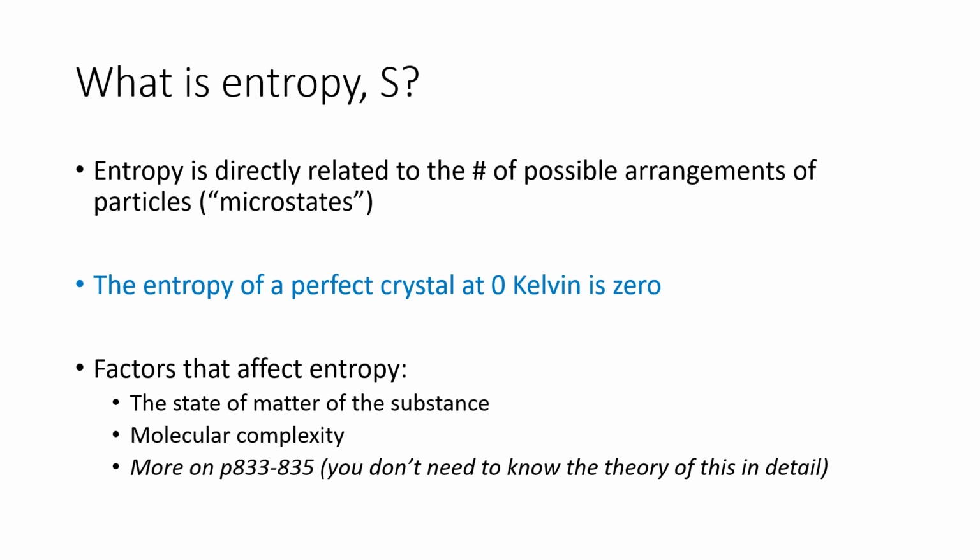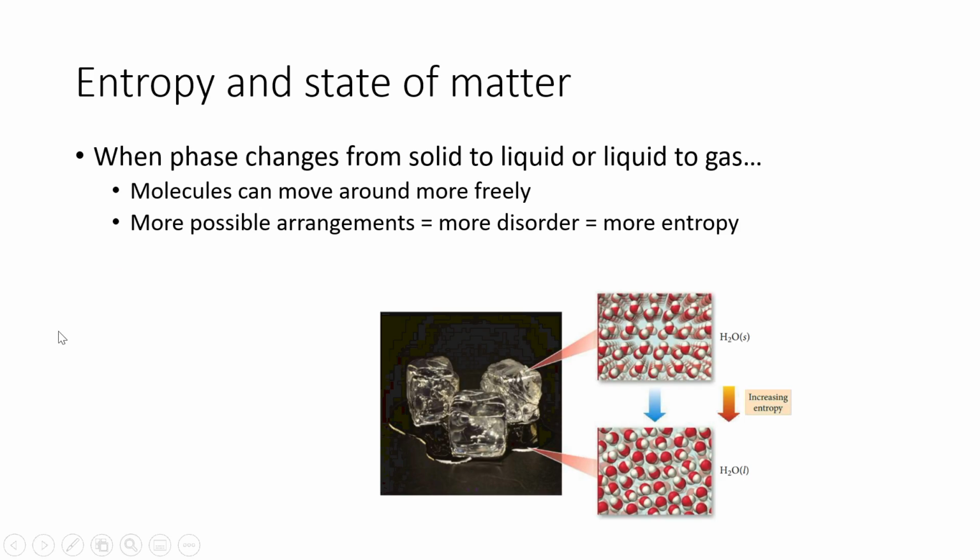The factors that will affect entropy would be the state of matter of a substance and also the complexity of a molecule. And there's more in your textbook on this. If you'd like to know more detail about what we mean by microstates, there are some other examples, and some other videos out there that go more in depth with what entropy is, if you're interested. But we don't need to know the theory of this in detail for our chemistry applications. But I will go over a little bit here, thinking about the variables that affect entropy.